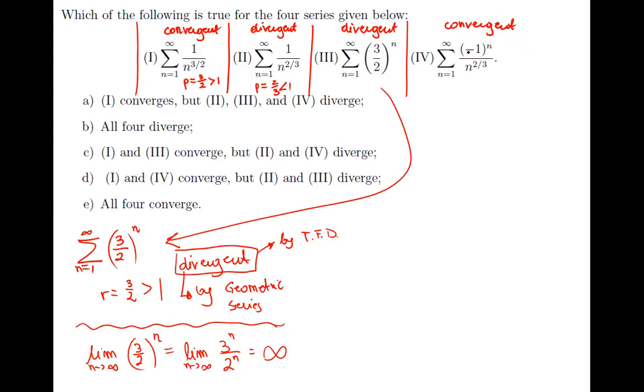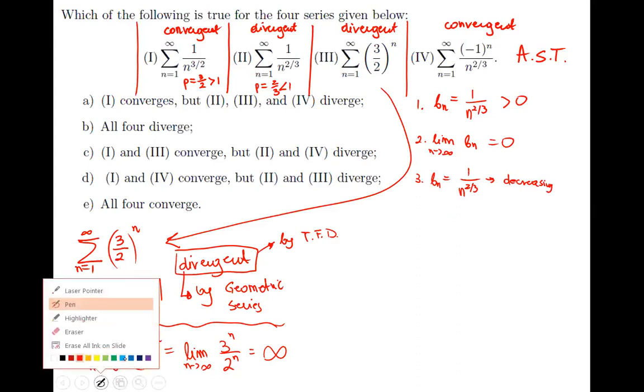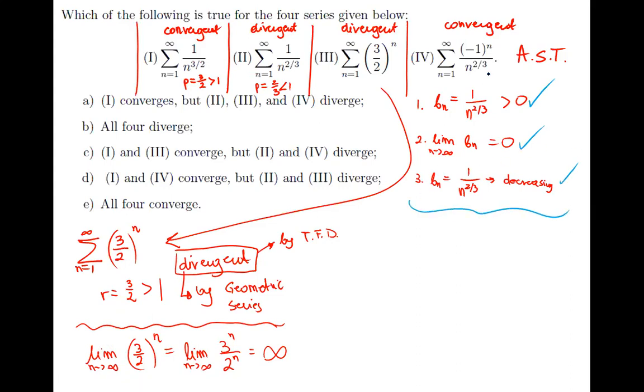We can see alternation, we can see (-1) to the n, so I can use AST, the alternating series test. The alternating series test tells me that I have to pull out the formula b sub n, which is just 1 over n to the power of 2/3, everything except the alternating part. Now we have to test. This is definitely positive. The limit of b sub n at infinity is definitely 0. And b sub n is decreasing, since the denominator is increasing. Since I'm satisfying all of these conditions, I can say this infinite series is convergent by AST. I can make the conclusion here.